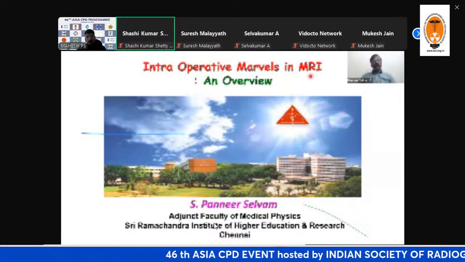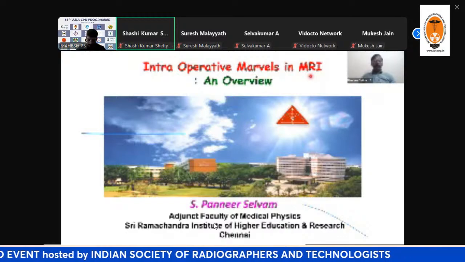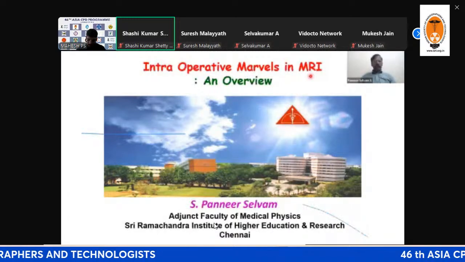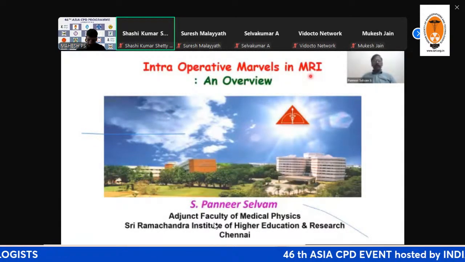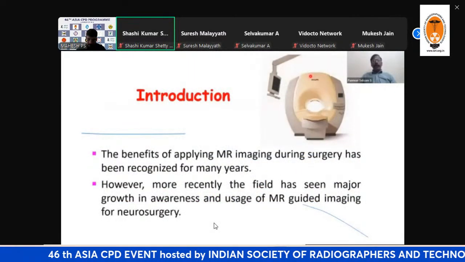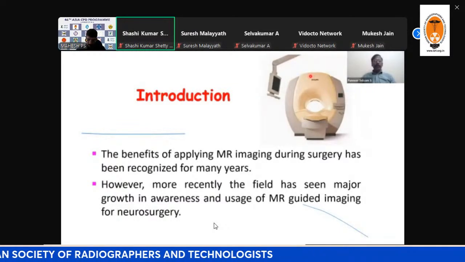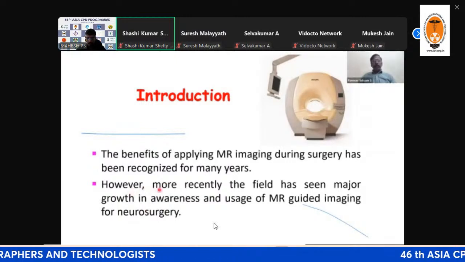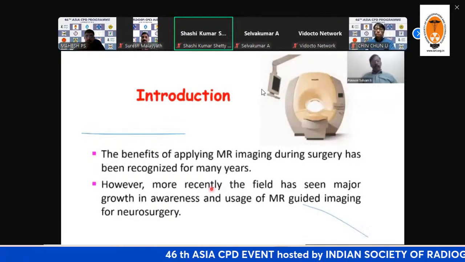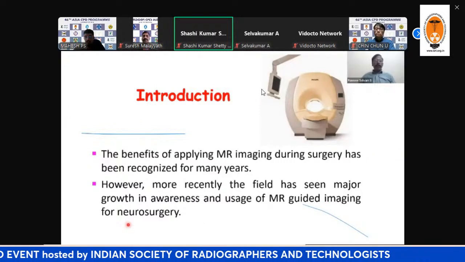Today, my session is going to be on intraoperative marvels in MRI, an overview. You know that a lot of technological development happens in our field, and one of the very important latest technologies is intraoperative marvels in MRI. The benefits of applying MR imaging during surgery have been recognized for many years. However, more recently, the field has seen major growth in awareness and usage of MR guided imaging, particularly for neurosurgery.